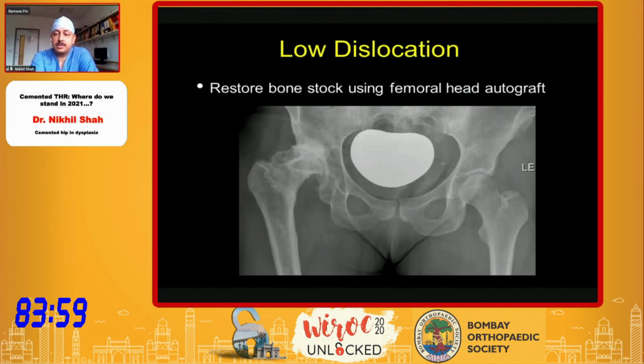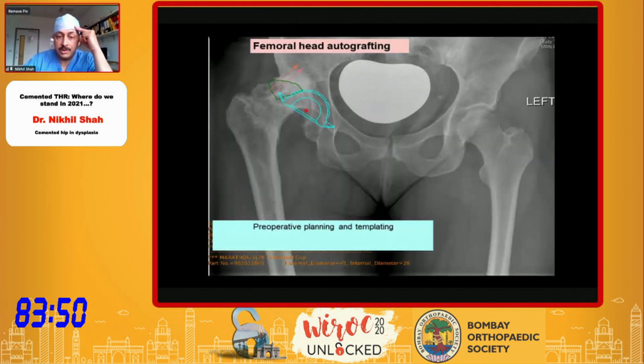Now this is slightly more severe. It's a low dislocation. The principle is the same again. Try and restore the bone stock using a femoral head autograft. So this is the way you can plan the case. With digital templating, or if you have got the old-fashioned paper templating, that is also fine. Try and figure out where the teardrop is and where the cup is going to sit, and then try and figure out how your femoral head autograft is going to go, how the screw positions are, and the problems with any femoral canal.